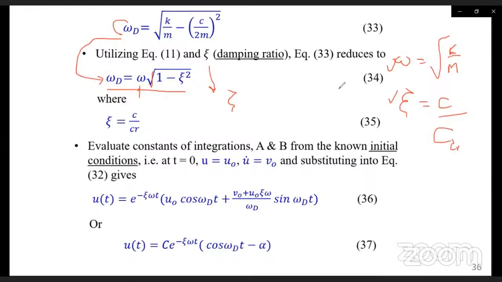Okay. So what are the known initial conditions? We know as time t is equal to 0, because this is free vibration, then the initial displacement, if we apply a certain initial displacement, we can have u is equal to u naught. And if we release it, you can say the initial velocity u prime is equal to v naught. So you can substitute this in equation 32. That is the equation with our A, and then we have the B there. So you substitute these known values, and then you solve equation 32.